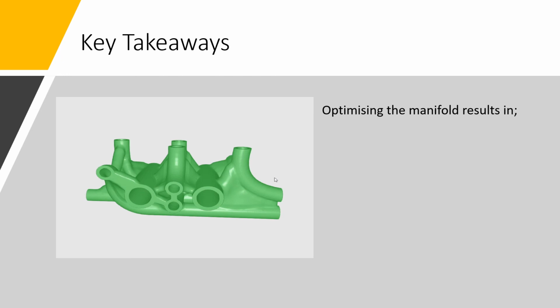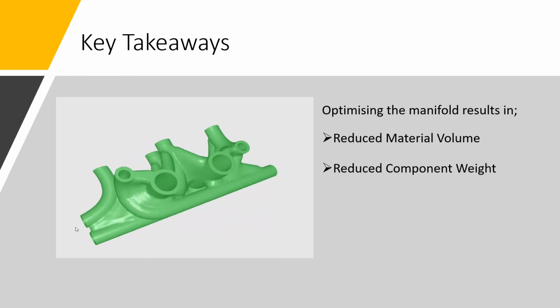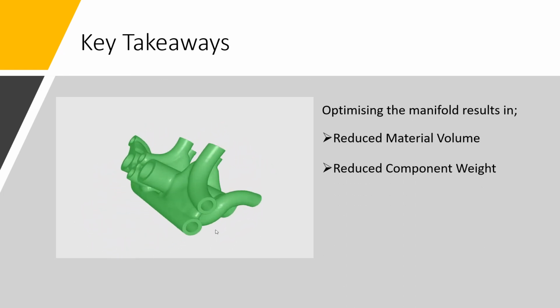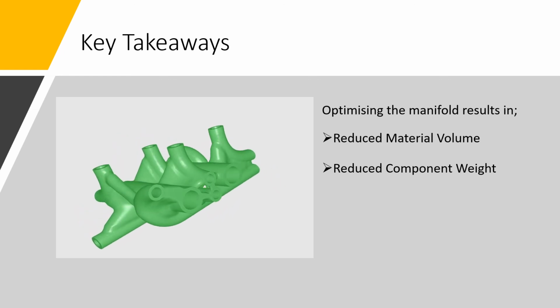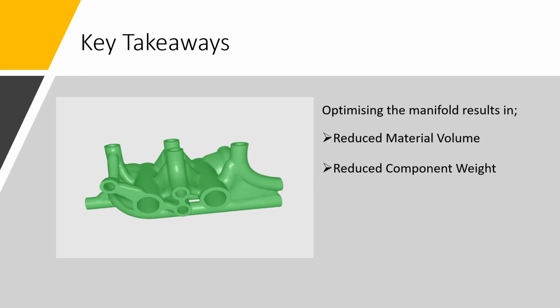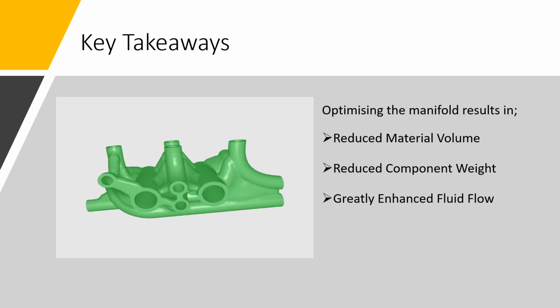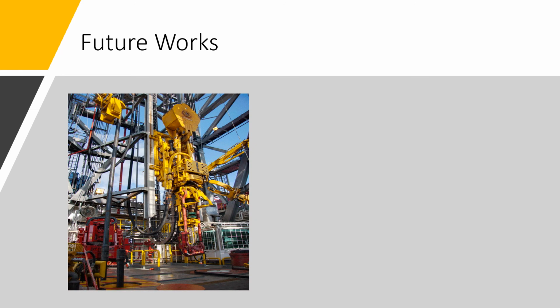The key takeaways of the case study are as follows. The volume of the material required to produce the component is greatly reduced. As a result, the component weight is significantly reduced, in turn allowing easier handling. Further, the cutouts allow for greater clearance during installation. The fluid flow is greatly enhanced with the elimination of turbulent flow, which in turn reduces pressure losses. The overall efficiency of the manifold is greatly improved.